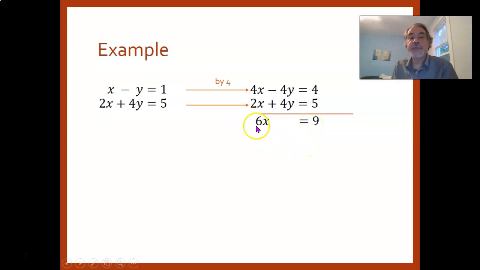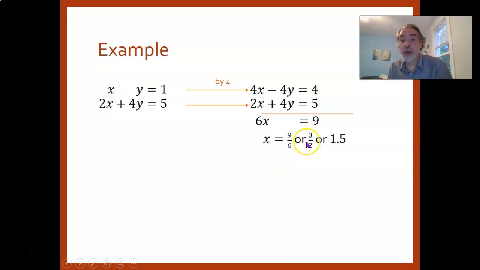Now divide both sides by 6, and x equals 9 divided by 6, 9 over 6, which doesn't come out to be a whole number, but as a fraction in lowest terms, it would be 3 over 2. Or if you wanted to write it as a decimal, it would be 1.5.